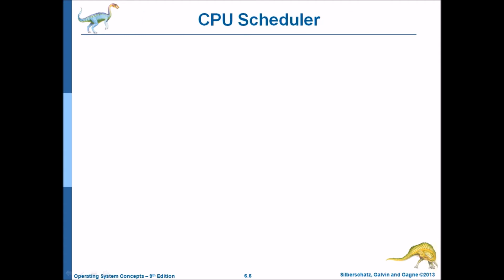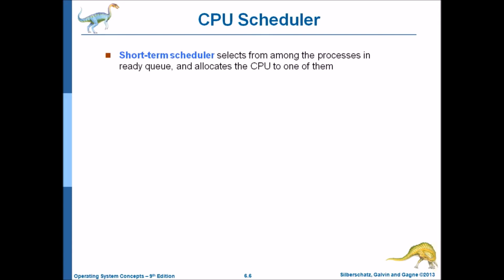So next is the CPU scheduler. The CPU scheduler, also known as the short-term scheduler, selects from among the processes in the ready queue and then allocates the CPU to one of them. The queue may be ordered in various ways. The storage structure for the ready queue and the algorithm used to select the next process are not necessarily first in, first out. There are several alternatives to choose from, as well as numerous adjustable parameters for each algorithm.